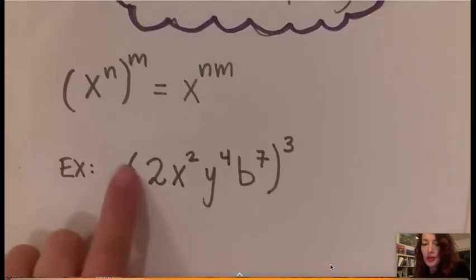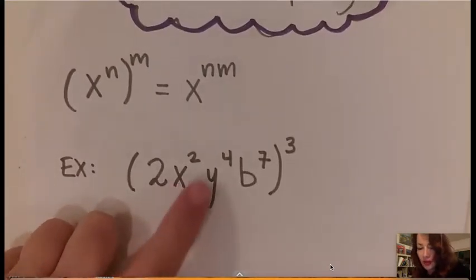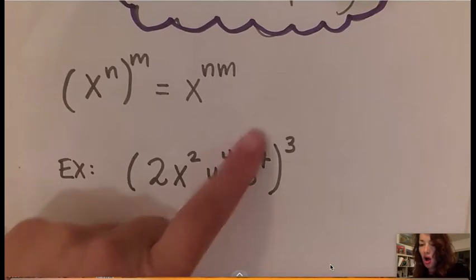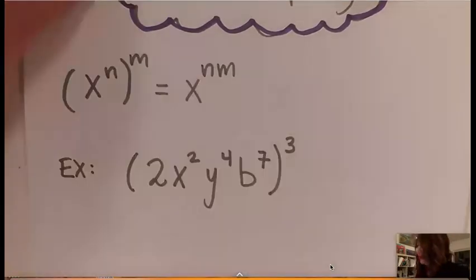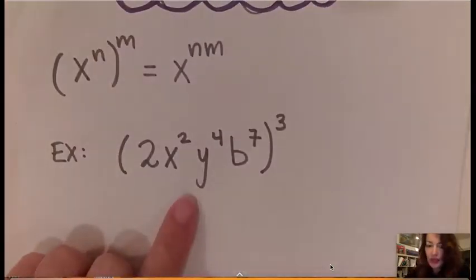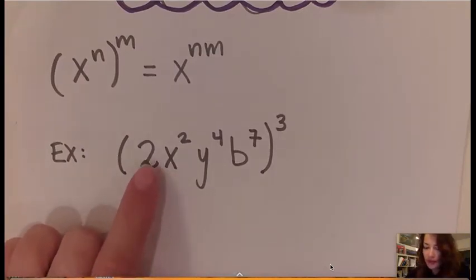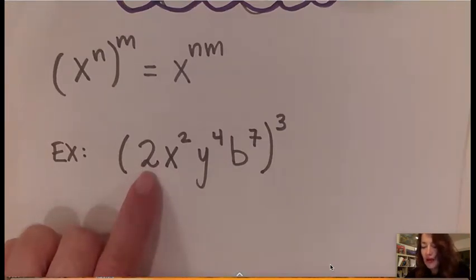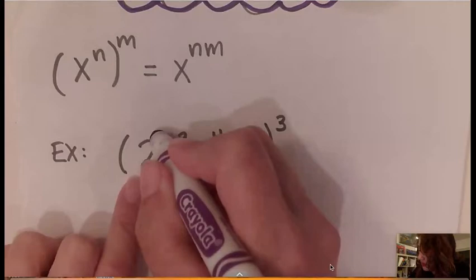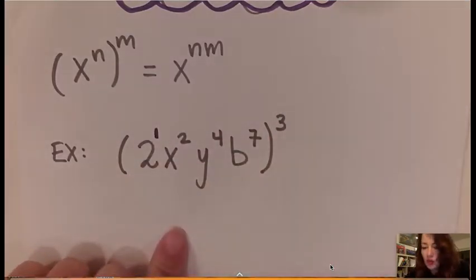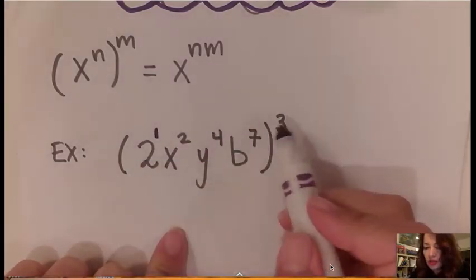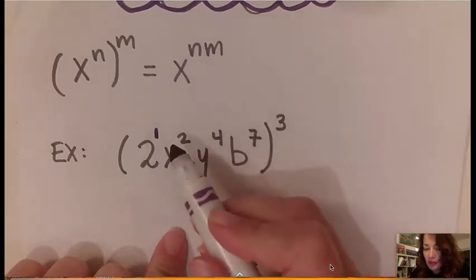In this example, I have 2 times x squared, y to the 4th, b to the 7, all of that raised to the 3rd exponent. What you want to be careful with is if you have any variable or number, in this case such as 2, that also has an exponent, and the exponent in this case, if you said 1, you are correct. So I would fill that 1 in. And then what you want to do is distribute the 3 to every single exponent here.